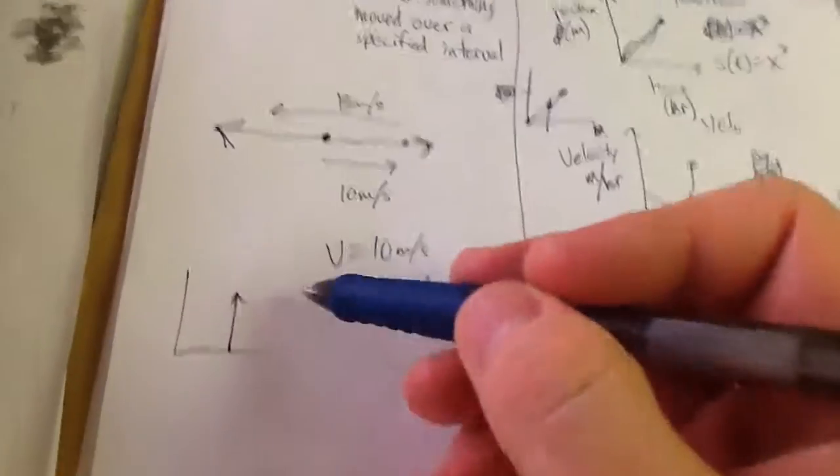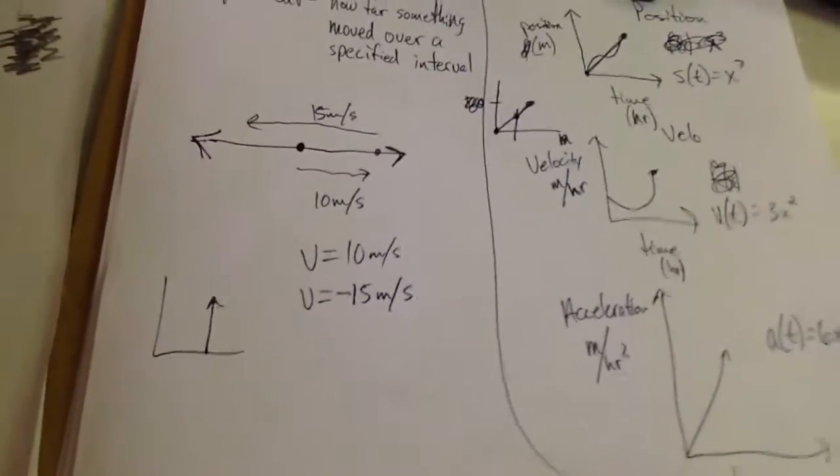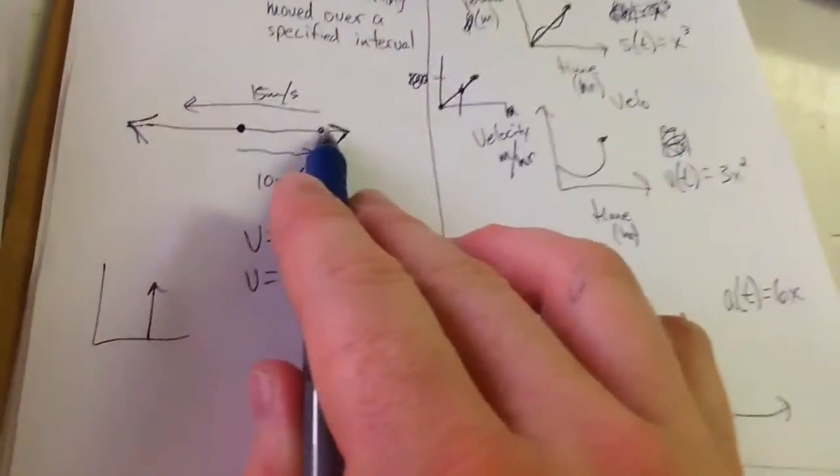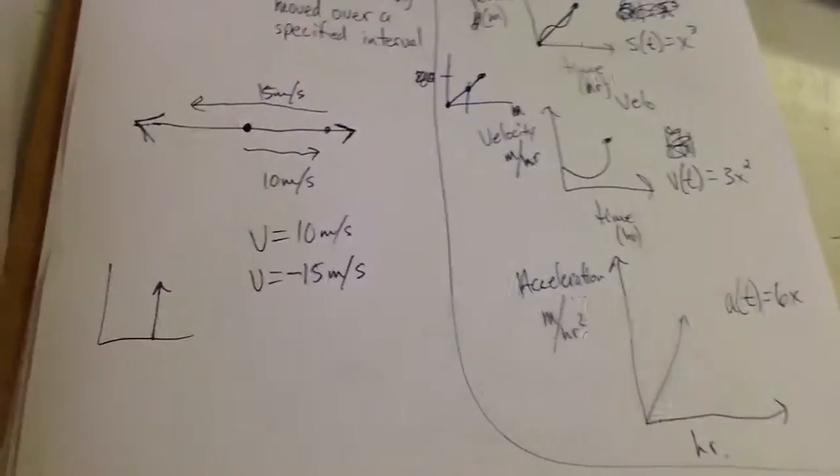And you could talk about a rocket flying up. When it's going up, the velocity is positive, and when it's falling down, the velocity is negative. Speed is just the absolute value of that. Speed is just how fast it's moving. So in this one, the speed is 10. When it turns the other way, speed is 15. That's the difference between velocity and speed.